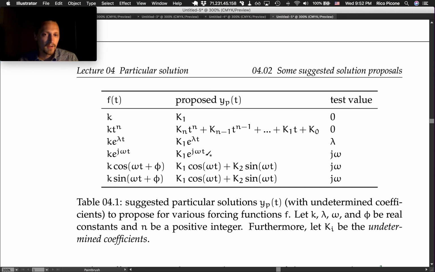The proposed particular solutions have these undetermined coefficients, k1, k2, k3, etc. We're going to plug these proposed solutions into the original ODE, with f being the forcing function, the right-hand side, whatever it is, and then we just solve for what those k's need to be for that to be true. And hopefully there is a set of k's for that to be true. That's not necessarily the case, but as long as we've stuck to this table, we should be fine.